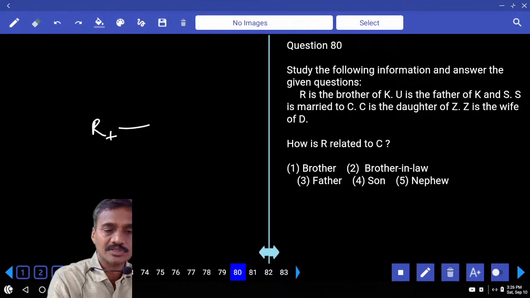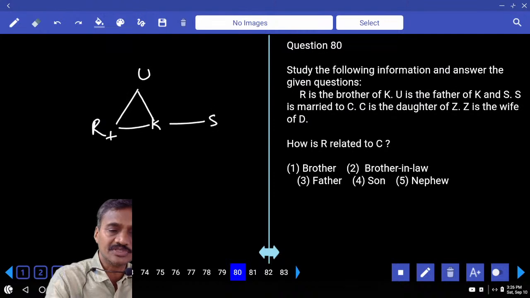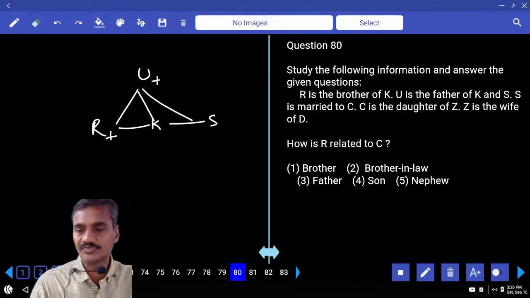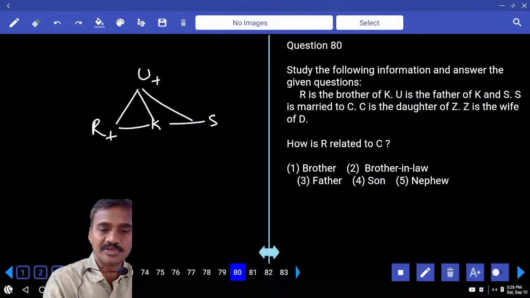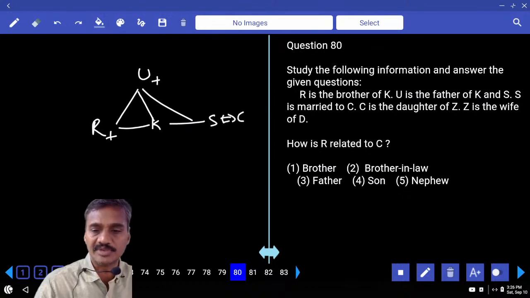Now this R is the brother of K. U is the father of K and S. Now this U is the father of K as well as S. That means U is the father of these two persons, K and S. And U is the father of K and S. S is married to C. S and C are a married couple.